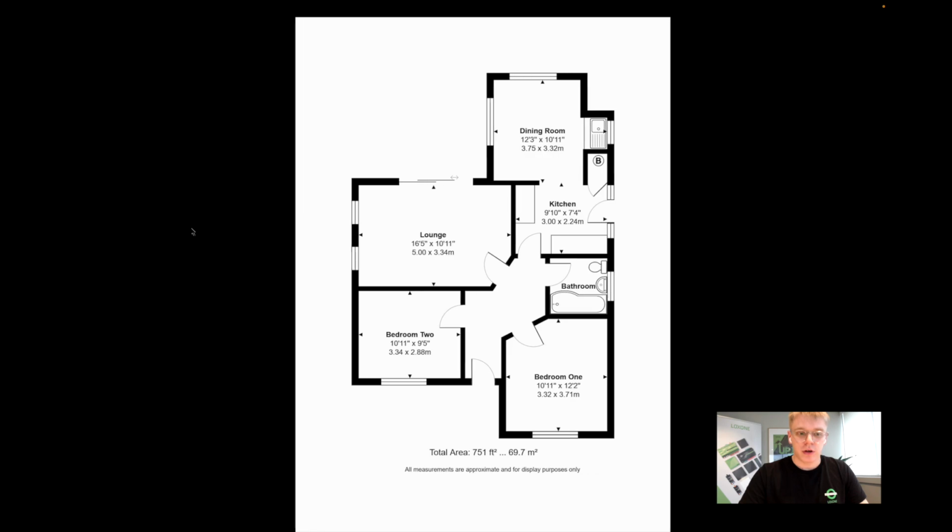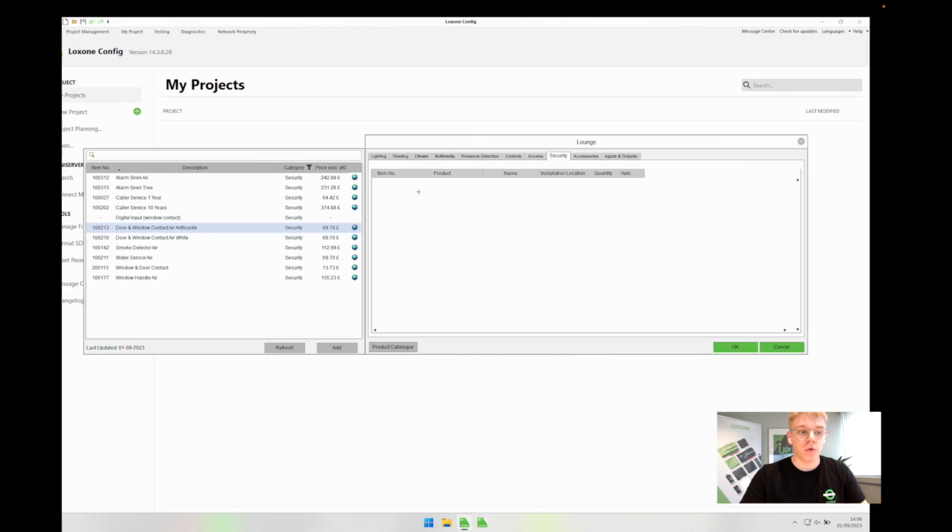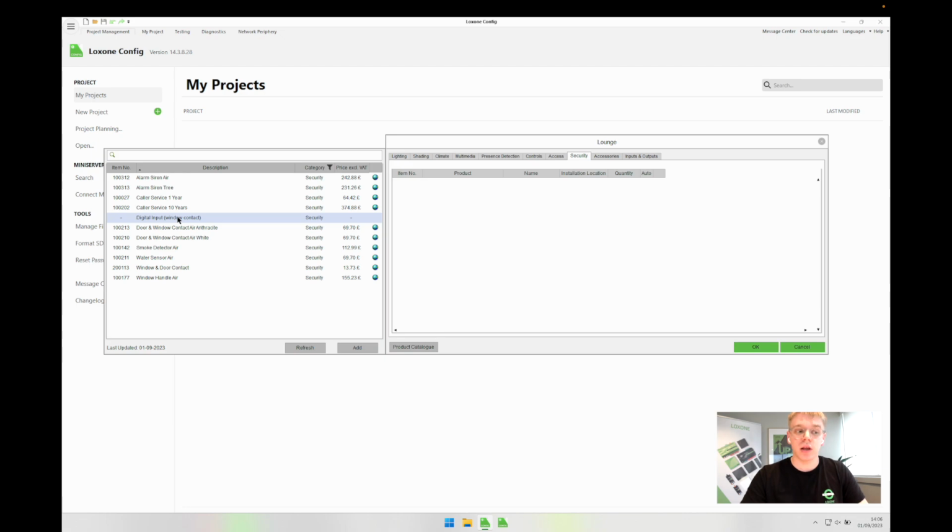On this occasion, I know that the sliding door being supplied by the manufacturer actually has a wired door and window contact. So I'm going to select the digital input door and window contact. So this will just reserve an input on my mini server. So I'm just going to label this sliding door. And then I'm going to click OK.